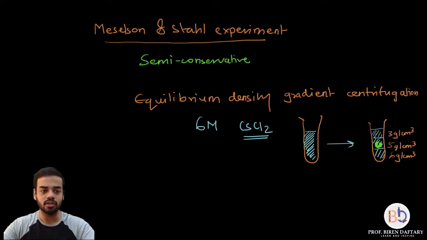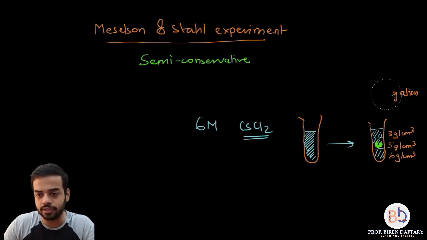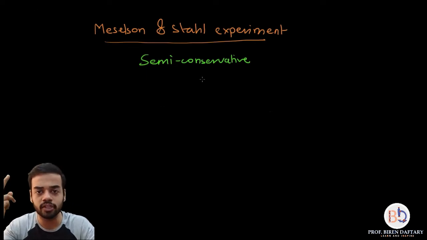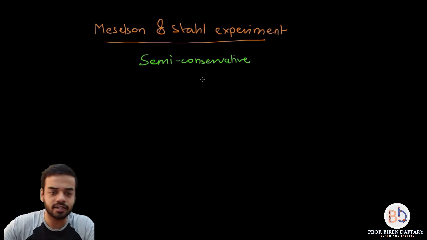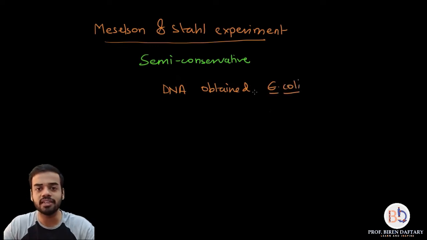This method was used. Now we come to the actual part of the experiment. There were two growth mediums which were used, N15 and N14 mediums. Now this experiment was done on the DNA obtained from the bacterium Escherichia coli.